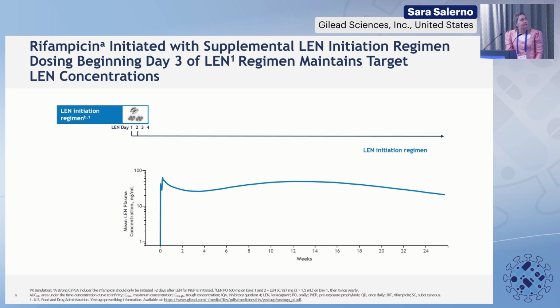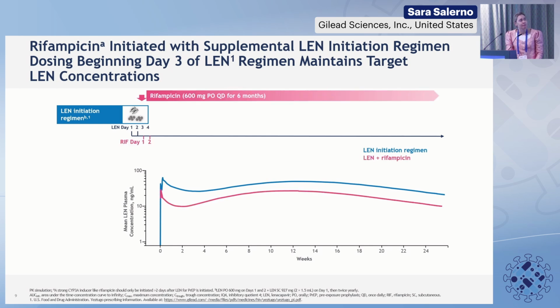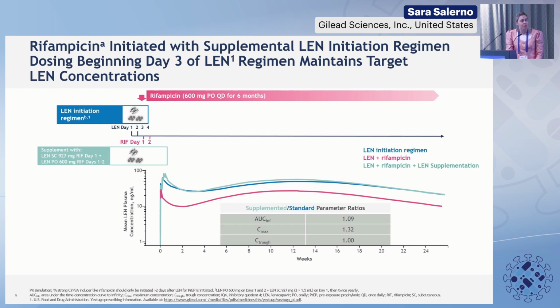So here you can see the LEN initiation regimen alone, the LEN simulated concentrations in blue. Now, if we were to co-administer rifampicin for 6 months, oral daily, you can see that there is a significant decrease in LEN concentrations. However, we next performed simulations for starting the supplementation along with rifampicin on day 3 of the LEN initiation regimen, which is, again, the day that rifampicin starts. We give another 2 days of oral loading dose and another injection of 927 milligram.